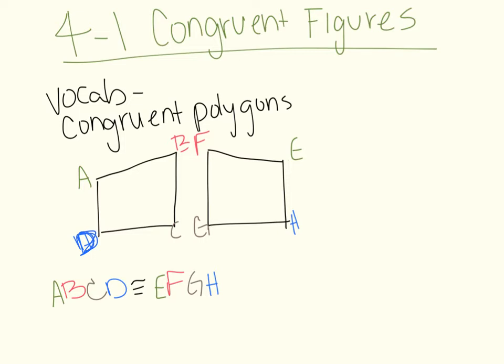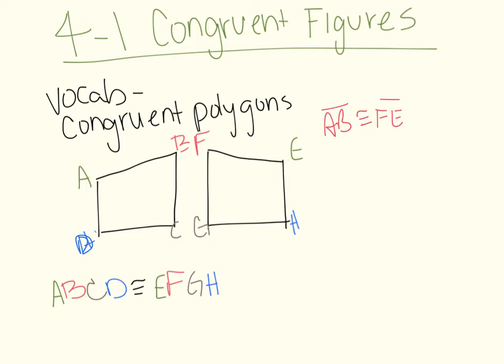Alright, so D and H are corresponding. You can also talk about the side lengths or the sides of the figure. So AB is corresponding to FE. And they also are congruent to each other. So that's important that you understand that as well. They have the exact same length.